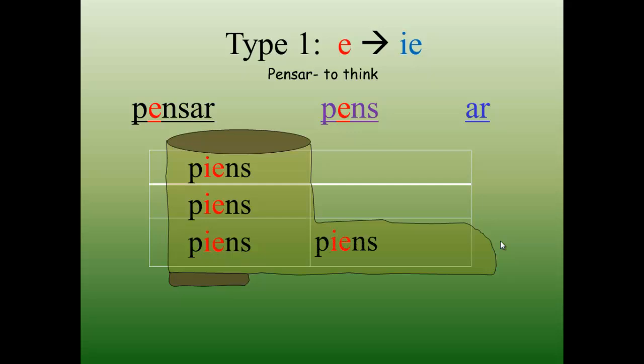You have pienso as your stem change. You have pens on the outside, and it's an AR verb, so your endings are o, as, a, amos, áis, an. So it looks like this: pienso, piensas, piensa, pensamos, pensáis, piensan.